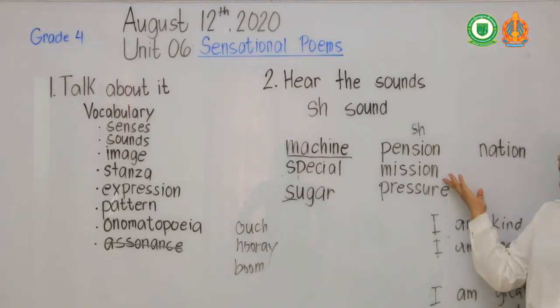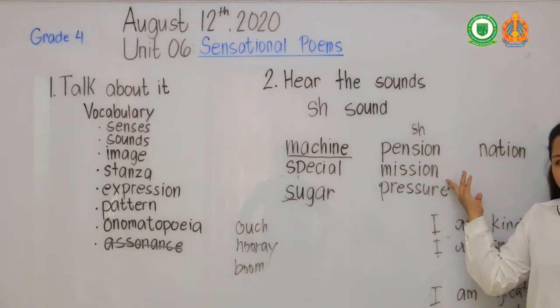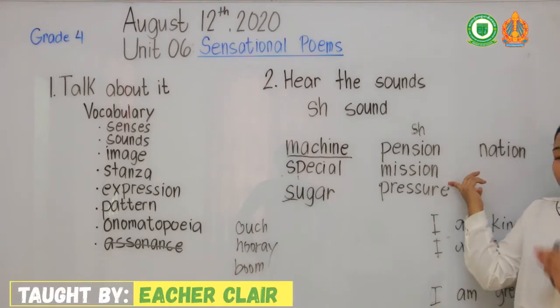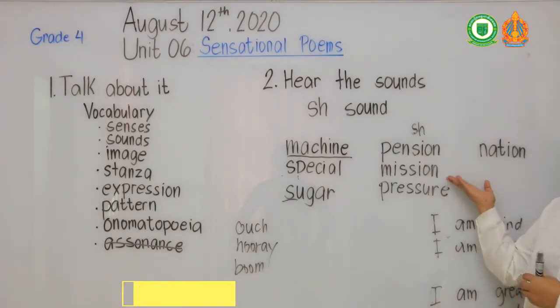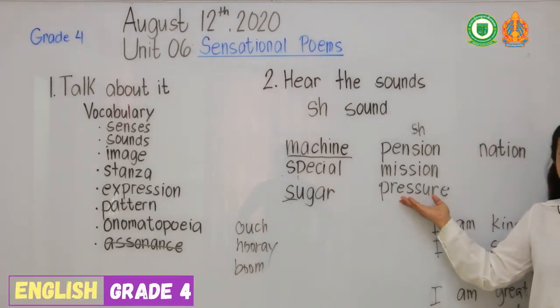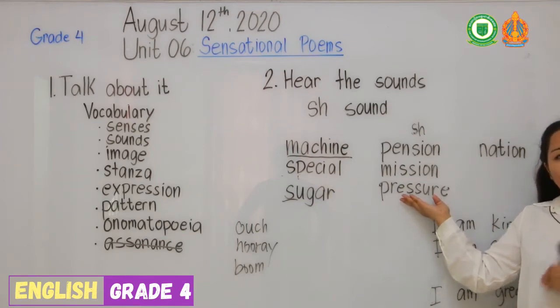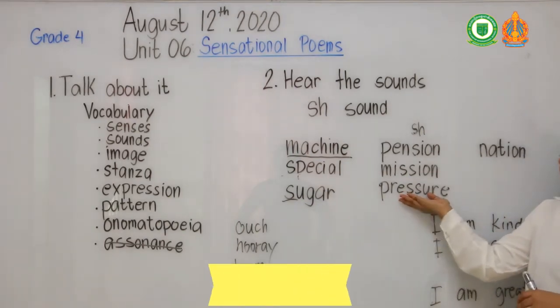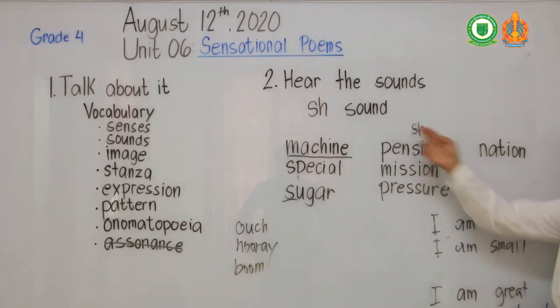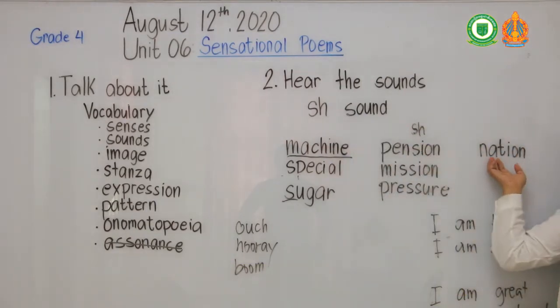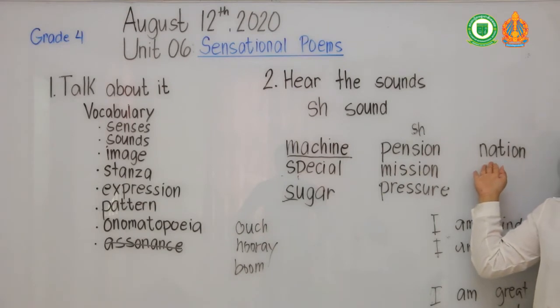All right. Next, mission, mission, mission. Please try your best to follow after me, kids, and repeat how I say the sound. Mission. Next, pressure, pressure, pressure. Good. And lastly, nation, nation. The sound is here, but you cannot see S and H, right? So nation, nation, nation. Good.